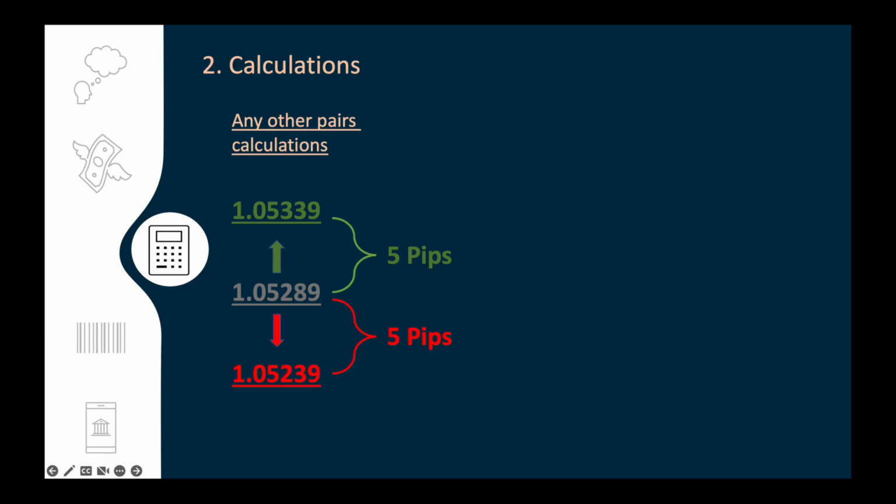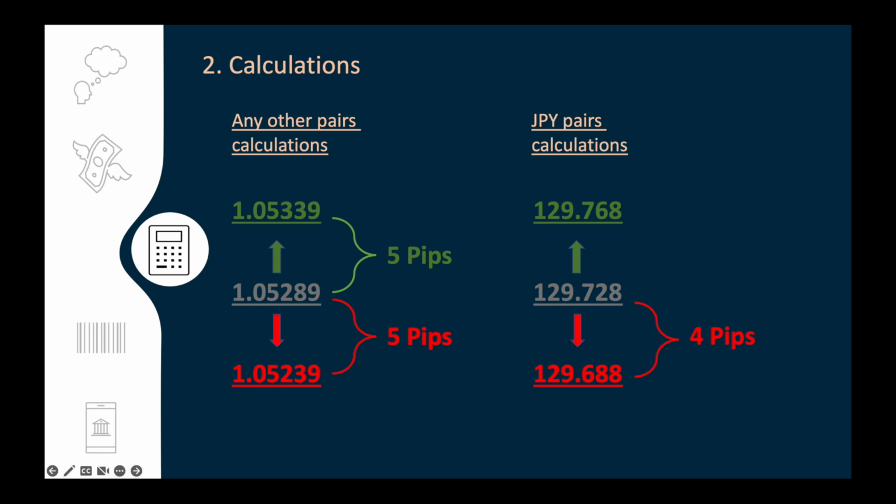For the JPY pairs, the calculations will go like this. The same thing. I have 129.728. If this price was to go below actual price and go to 129.688, this price would have been said to go 4 pips below original price. And if this price was to go up to 129.768, this price would have been said to go 4 pips above actual price.